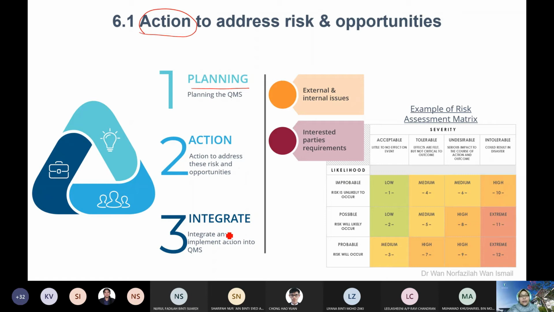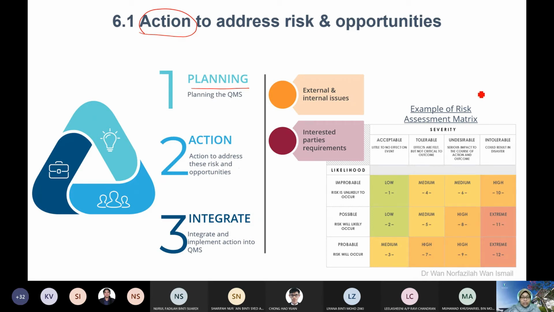Okay, and then you integrate and implement action into the quality management system to reduce or eliminate the risk. Okay, how to do that? You can use the assessment matrix. Okay, this is the example of assessment matrix. Okay, consider the external and internal issues and also interested parties requirements. Okay, once you identify the risk, come up with a risk assessment matrix.